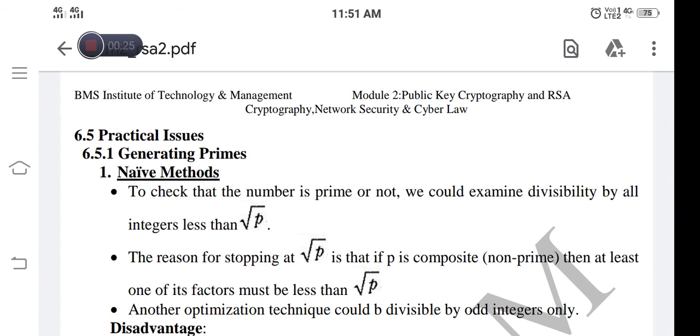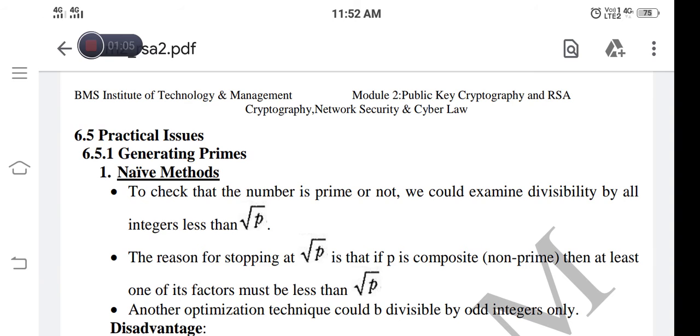So, if we make use of naive methods to check whether a number is prime or not, we could examine the divisibility by all integers which are less than the square root of p. The reason we select values lesser than the square root of p is that if p is composite, then at least one of its factors must be less than the square root of p. Okay, this is one of the approaches.